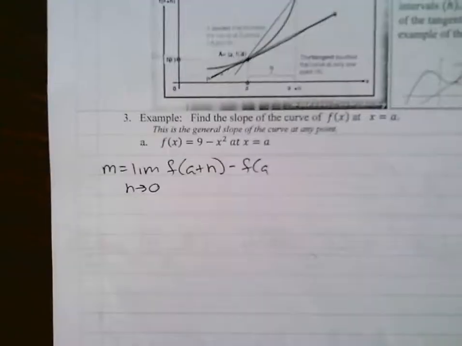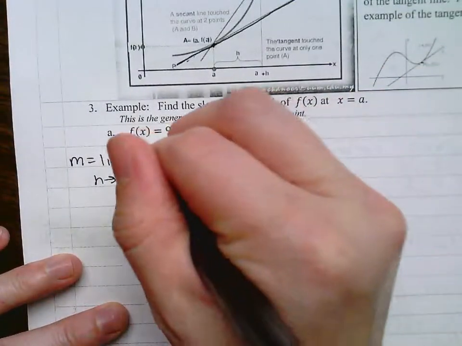Oh, you can't see anything I'm writing. Sorry. f of a over h.